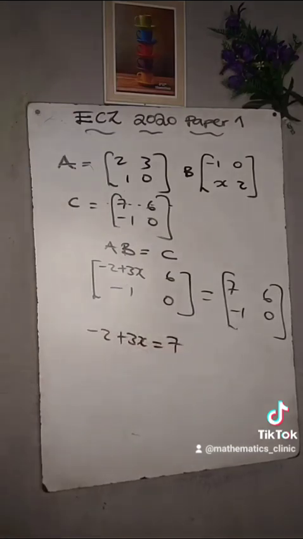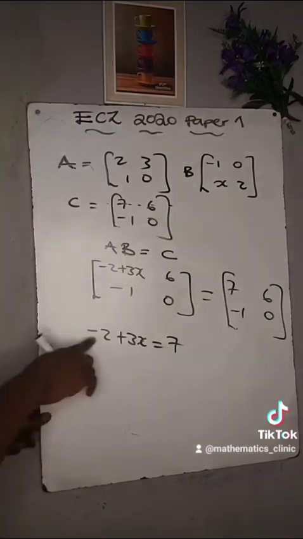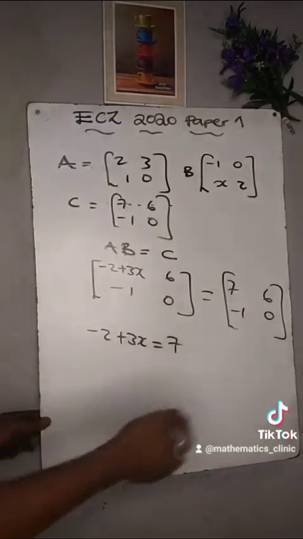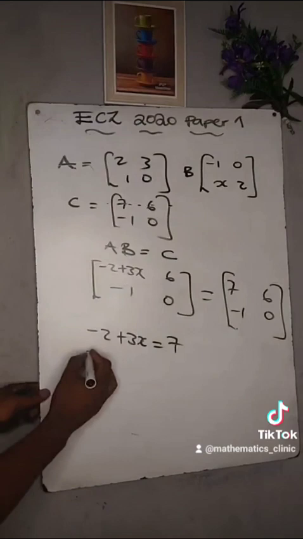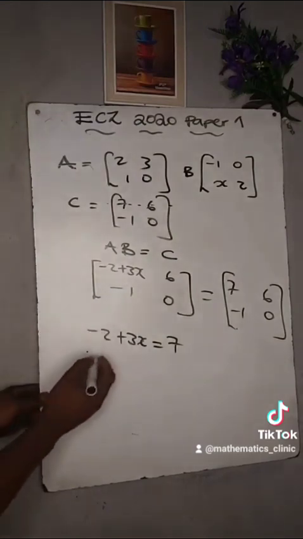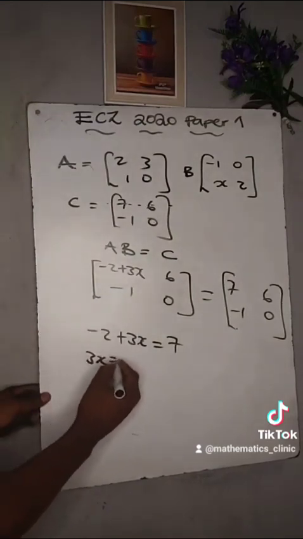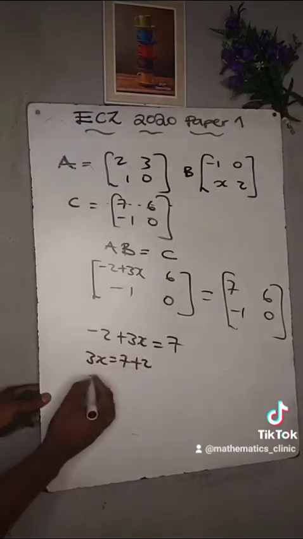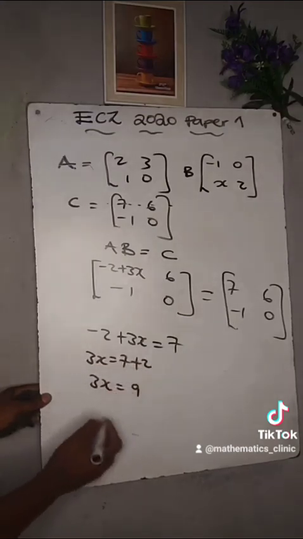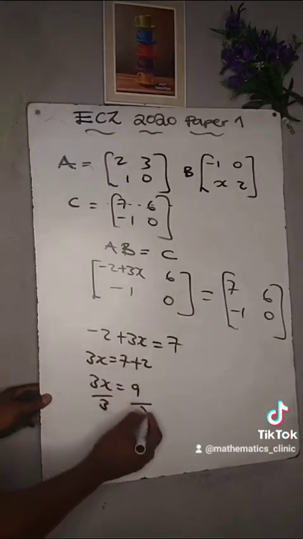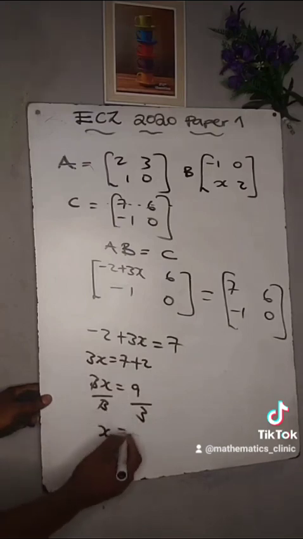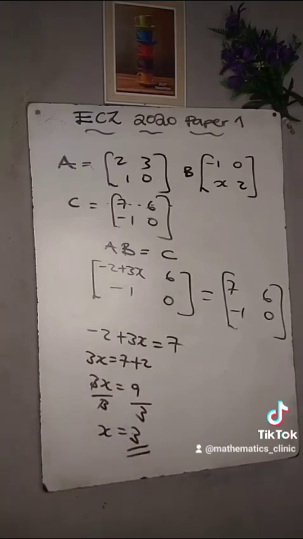Then we group the like terms. This -2, take it to the right side, becomes +2. By additive inverse, that means we add 2 to both sides. So 3x is equal to 7 plus 2. 3x is equal to 9. We divide by 3 on both sides. x is equal to 3. Now we found the value of x, and the value of x is 3. That's how you solve such a question.